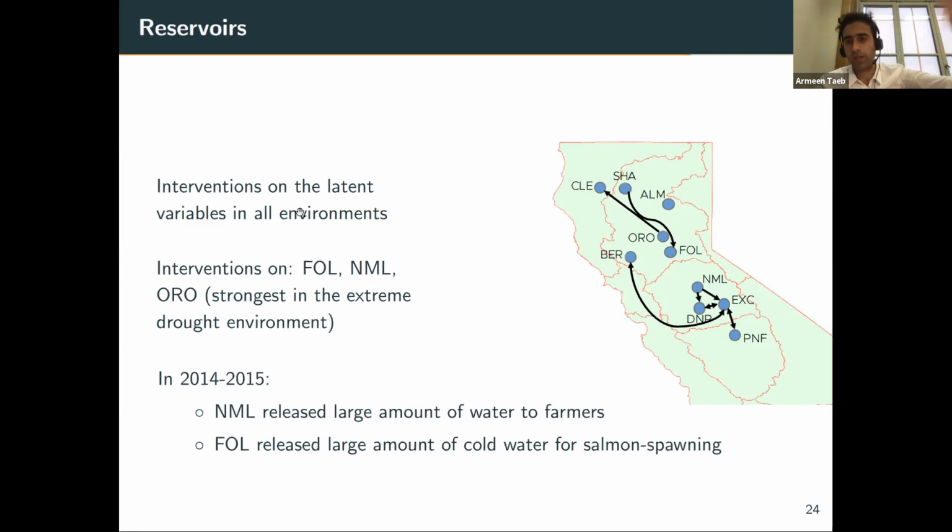This is to be expected because we expect rain or snowpack or temperature, these latent factors, to maybe change across environments, especially when there's extreme drought conditions. We also find that there's interventions on 3 of the reservoirs, direct interventions, and they're strongest in the extreme drought environment. And if you look at 2014, 2015, in reality, what happened is that one of these reservoirs released a large amount of water to farmers in the south, the drought-stricken areas, to help with farming. And the other reservoir released a large amount of cold water for salmon spawning. There was a lack of cold water, too much hot water at the time. And there was a danger of extinction of certain salmon species. So Folsom released a substantial amount of water during this time period.